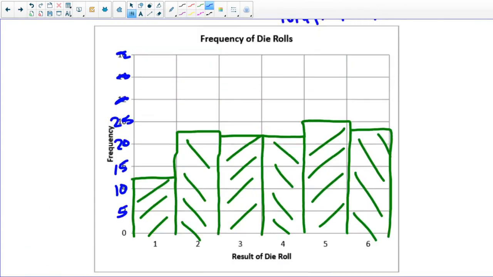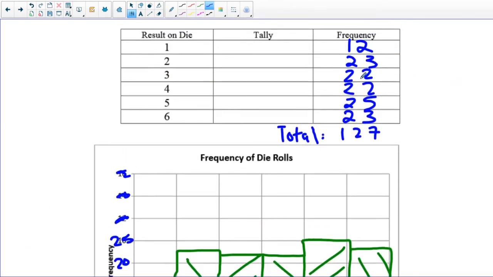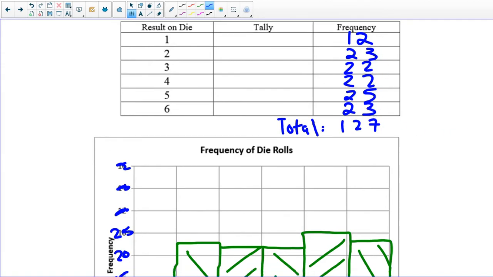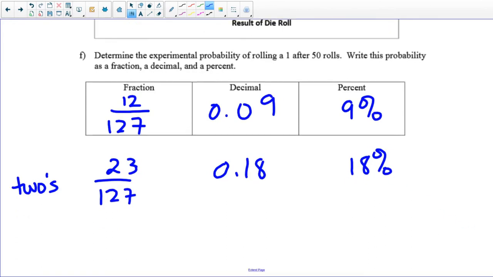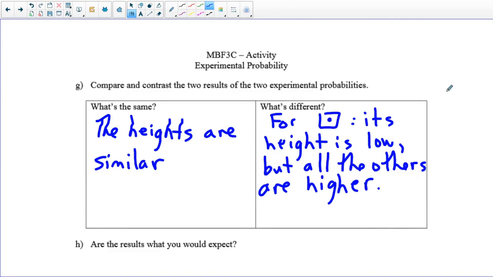And all of these other values are going to be very close to that. 22, 25, they're all very close to 23. So everything is going to be close to 18%. So the question comes up later on as to what should the probability be. So compare and contrast the two results of the two experimental probabilities.